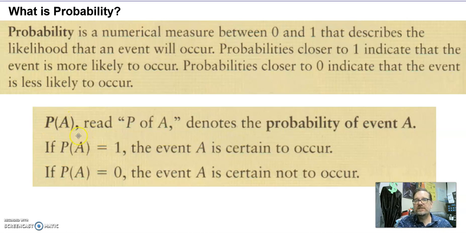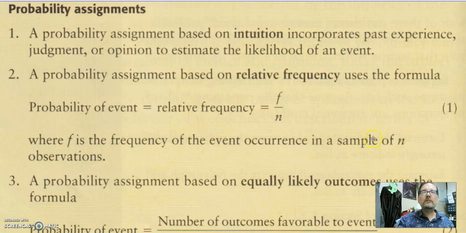P of parentheses A is read "the P of A," or the probability of event A. So if the probability of event A is 1, that means that this event will happen. And if the probability of event A is 0, this event will not occur. It's an impossibility. A probability of 1 is a certainty. A probability of 0 is an impossibility. And then probability is always a fraction somewhere between those two.